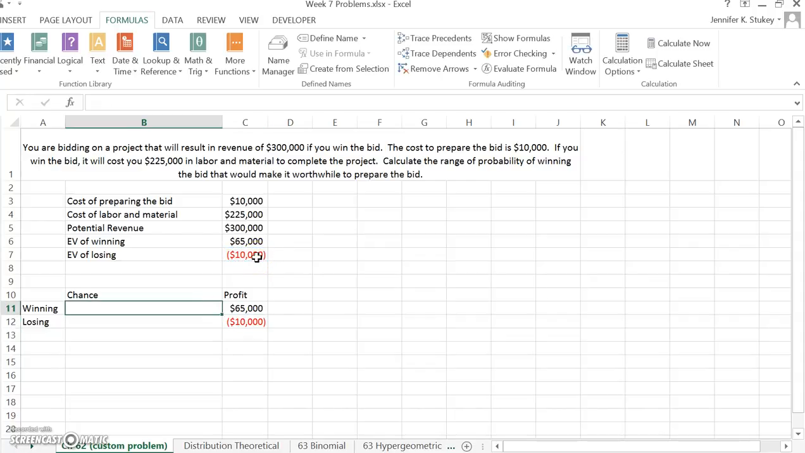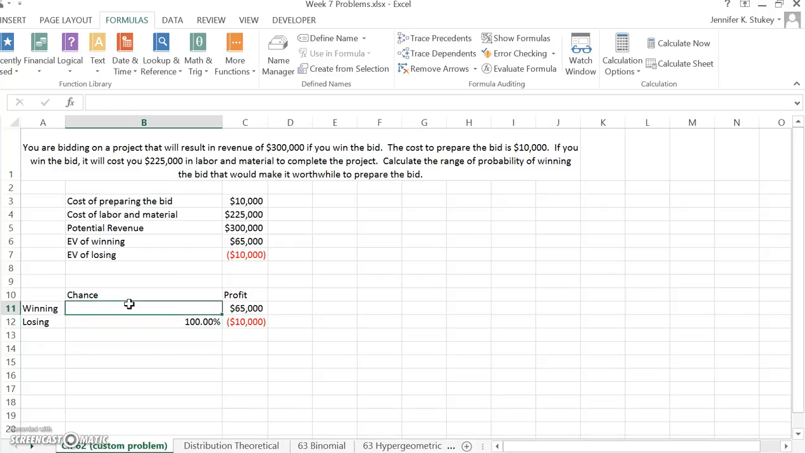Now we've got to calculate the chance of winning that would make it worthwhile to prepare the bid. We're going to use GoalSeek for this, so we're going to let GoalSeek fill in our value here. But we've got to link losing in here somehow because the odds of winning and losing are related. If you have a 40% chance of winning, then you have a 60% chance of losing. The losing is the inverse of the winning. If you have a 70% chance of winning the bid, you'd only have a 30% chance of losing. So we do 1 minus the chance of winning.